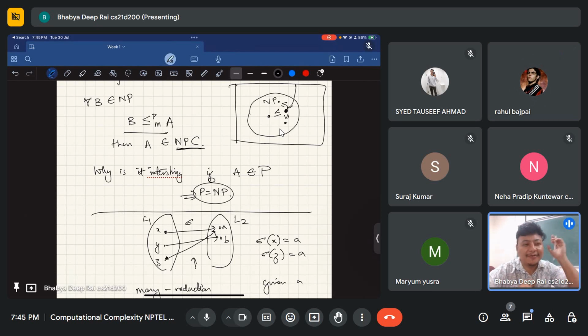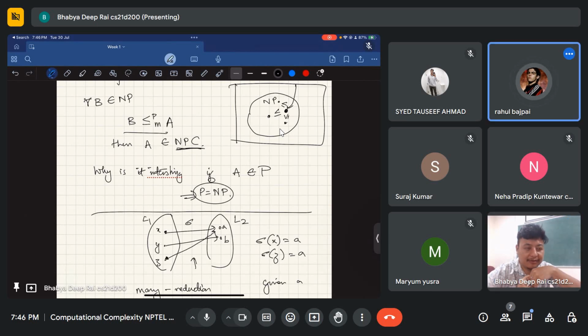What does it mean for A to belong to B? Because A is a set, B is a set. A is a set of strings, B is a set of strings. A cannot belong to B, right? A belongs to P. Polynomial. Set P, sorry. Yeah. So if A belongs to P, then B belongs to P. Right.